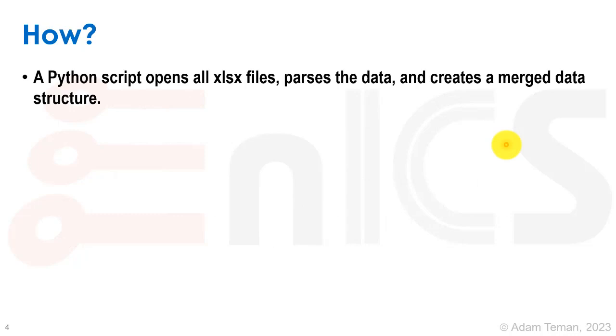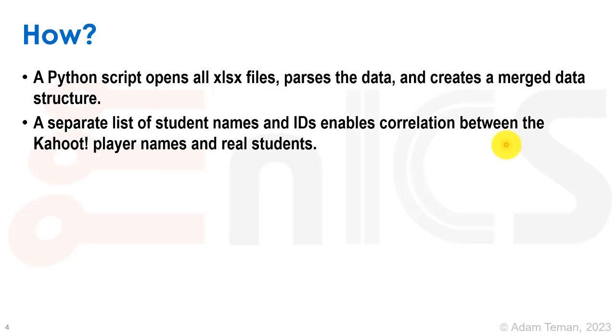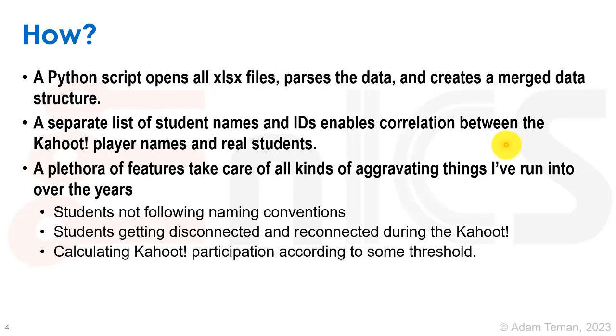So how do we do it? Well, it's a Python script, and it opens all the Excel files, it parses the data, and in the end, it creates a merged data structure. It also receives a separate list of student names and IDs that enables correlation between the Kahoot player names and real students.